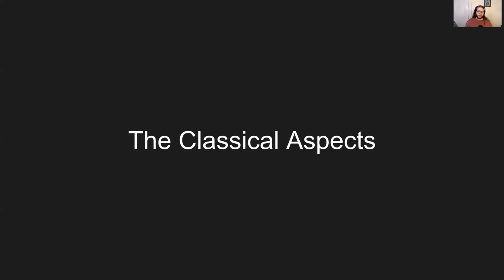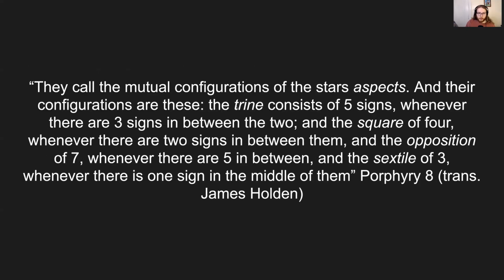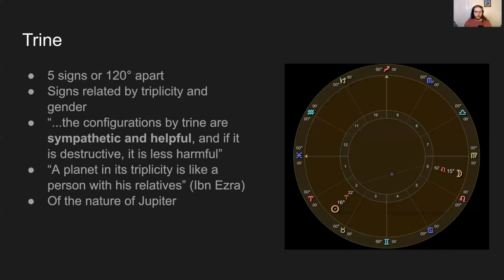So now we're going to go into the classical aspects, and I'm going to go in the same order that Porphyry described. So we're going to do the trine, and then the square, and then the opposition, and then the sextile. So starting with the trine, we have 5 signs or 120 degrees apart. So in this example, we have the sun and the moon are going to be trine to each other. You will always know that planets are in a trine relationship when they're in signs of the same element.